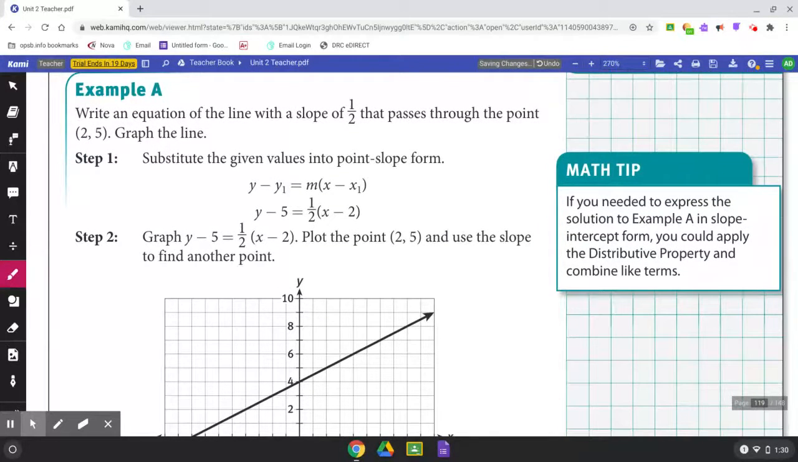Write an equation of the line with a slope of 1/2 that passes through the point 2,5. Well, you have all your pieces: your m, slope, your x1, and your y1. So substitute those into the formula. I'm going to replace y1 with 5 because that is my y1 value. I'm going to replace x1 with 2 because that's my x1 value. And I'm going to replace m with 1/2 because that's my slope. If I substitute all those values in, this is what my formula looks like.